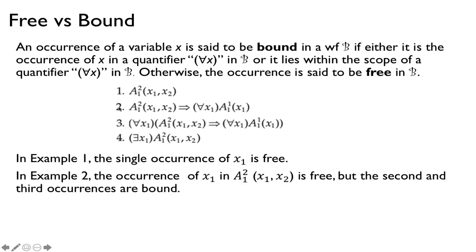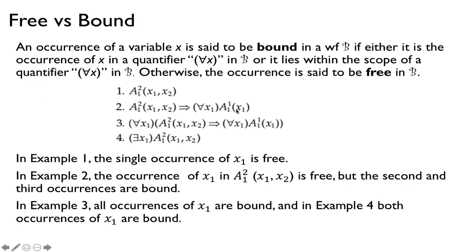And then in example number 2, x1 is free in the first part of the formula. Now this x1 is free, but this x1 is bound, right? This is the second occurrence of x1, and this x1 is also bound. So x1 is free here, but x1 here and here, the second and the third, those are bound. And then in example 3, x1 here is bound because it's in the scope of this for all, and this x1 is also bound. This x1 is also bound because it's in the scope. This one is inside the quantifier. So all x1 here are bound.